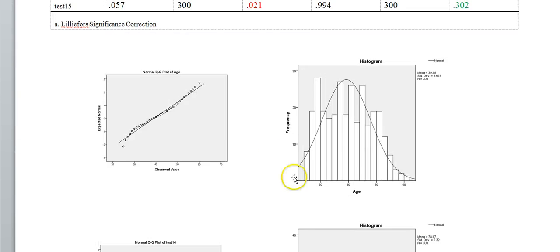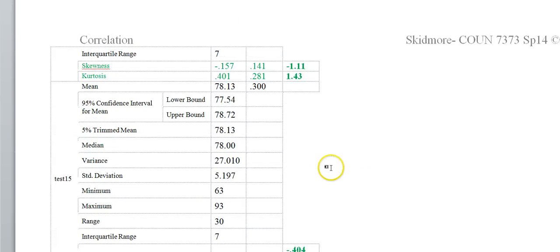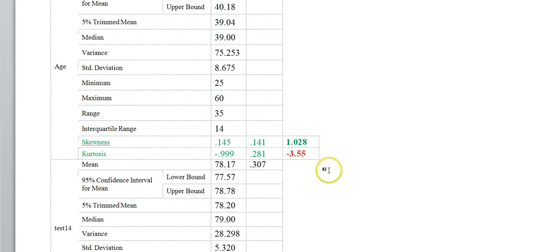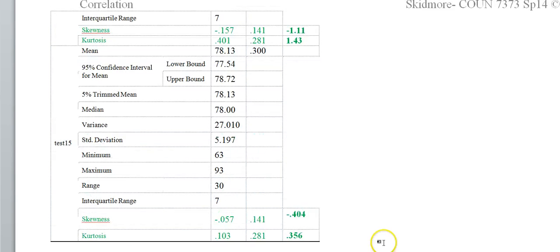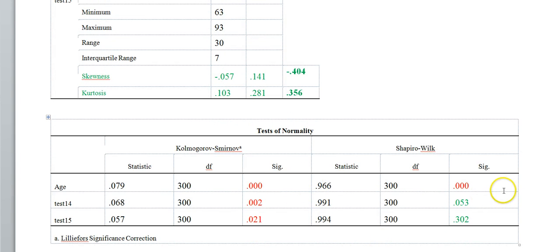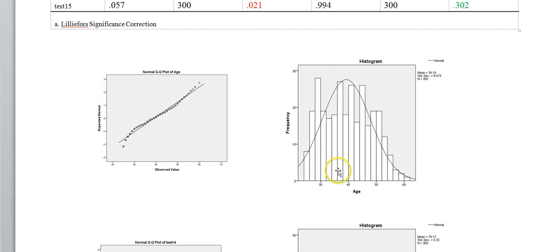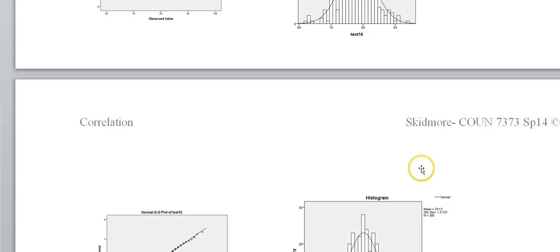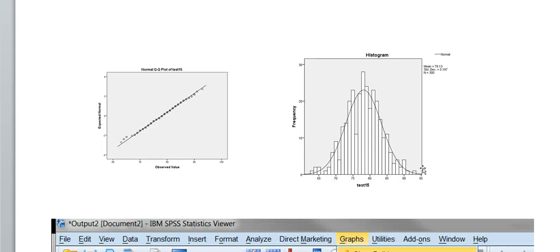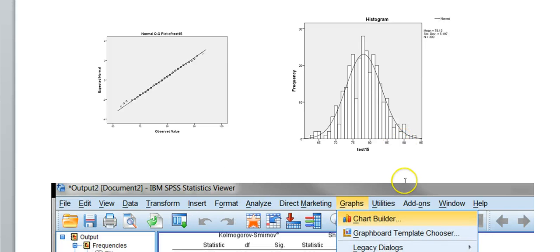So what I would conclude then is I'm going to have to reject that the age is normally distributed, because I have 1, 2, 3, and really 4, 5 pieces of evidence that are telling me this is not normally distributed. But these others, I don't have that evidence, and so I'm going to consider them normal enough.